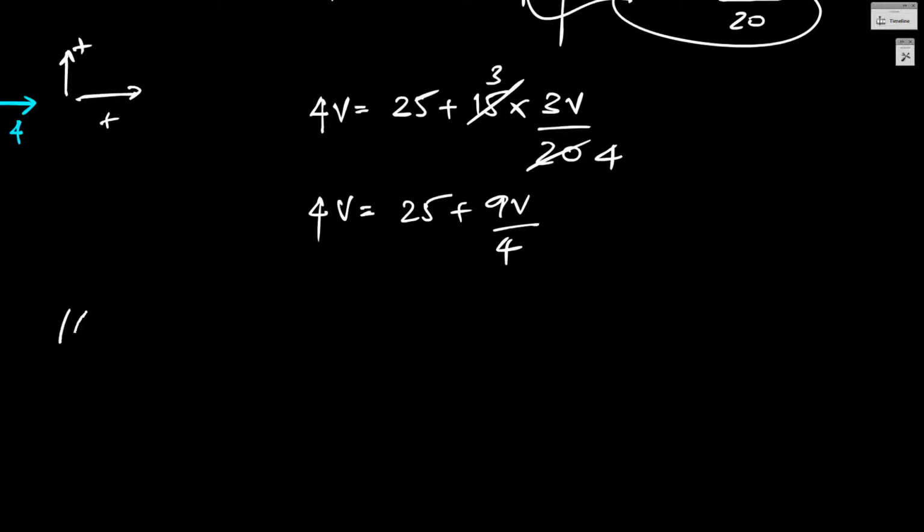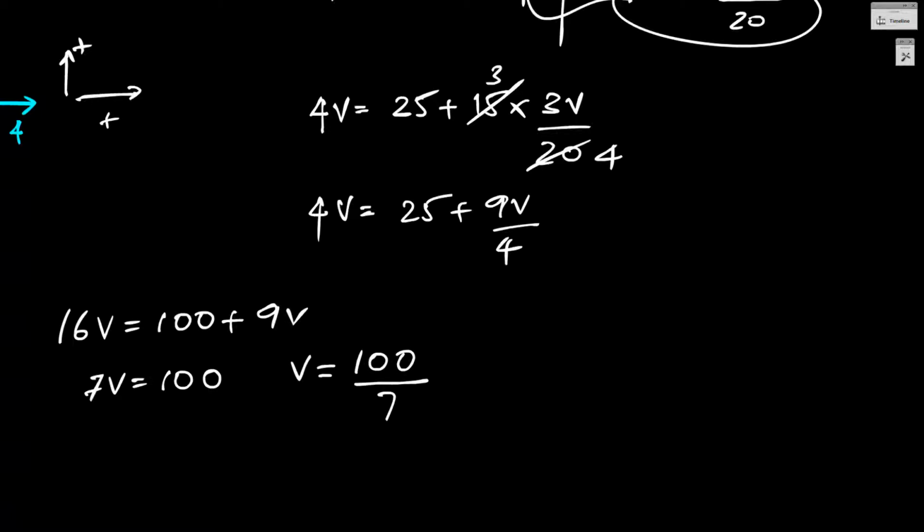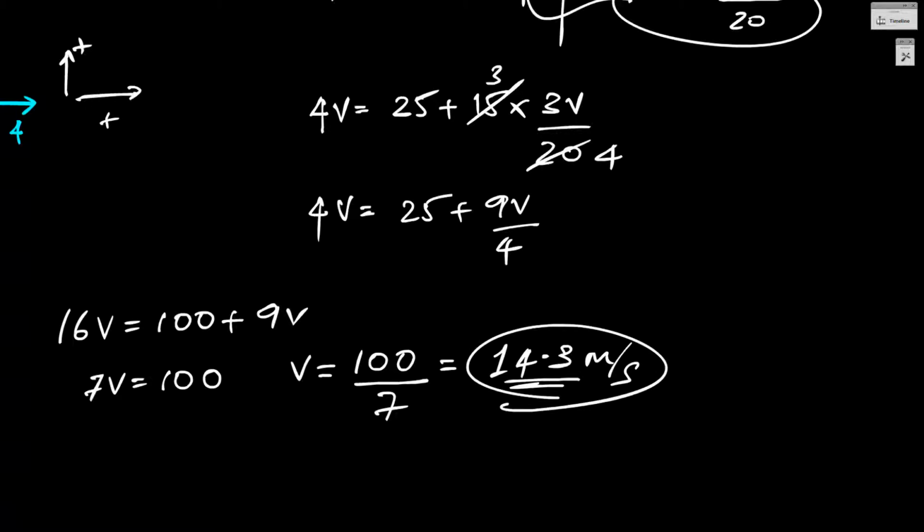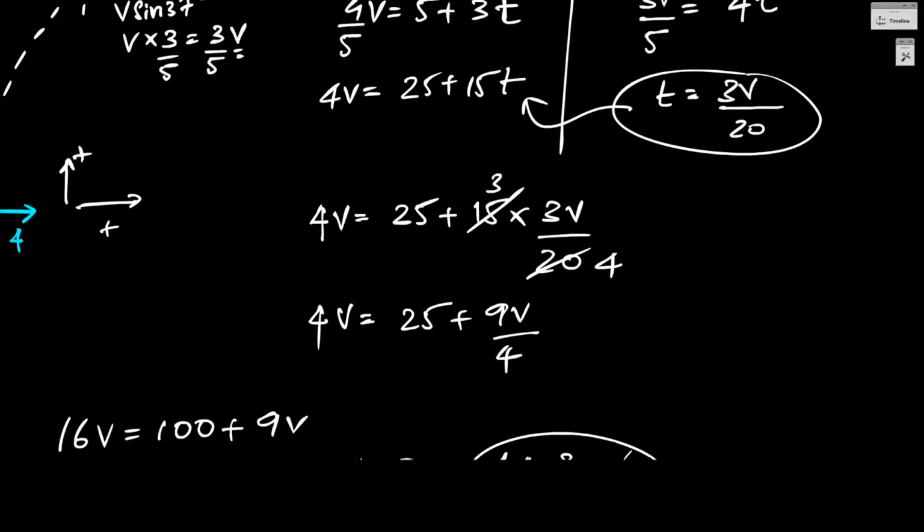So we have 16V equal to 25 times 4, which is 100, plus 9V, or we have 7V, oh, some horrible numbers we're getting, is equal to 100. So V turns out to be 100 divided by 7. So 7 one times, and you get 30. 7 4s are 28, and you have 20, 7 3s. It's roughly 14.3 meters per second. That's our answer for the second question.